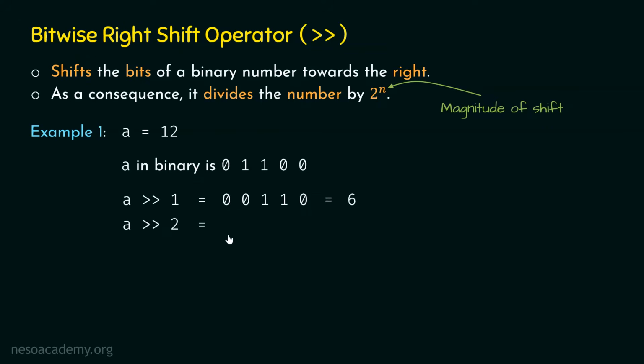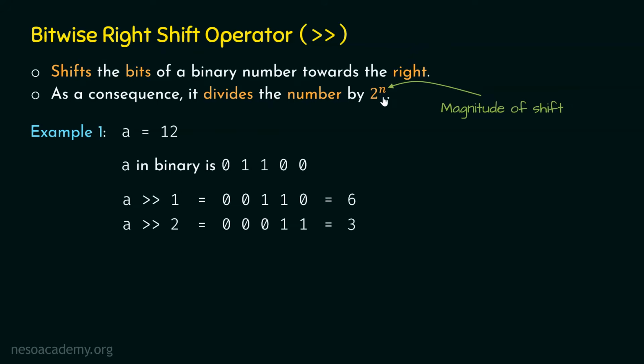So we will get this binary number as the result. We will get 0, 0, 0, 1, 1. All the bits are shifted one step right. And remember that the sign bit will remain 0. This binary number is equivalent to value 3. Now as the magnitude of shift is 2, we need to replace n by 2.